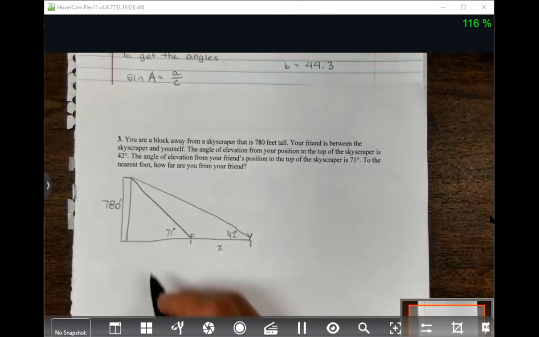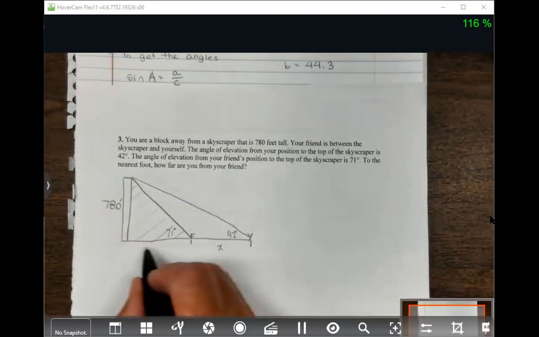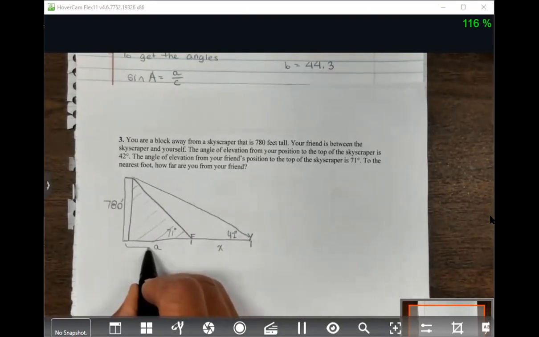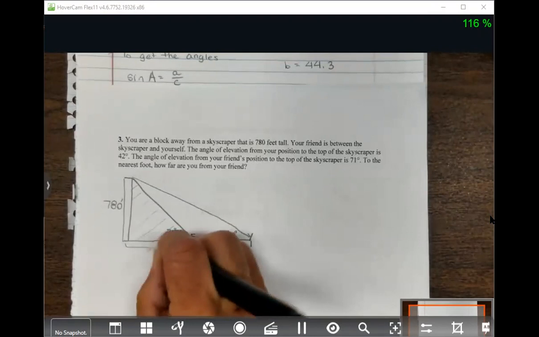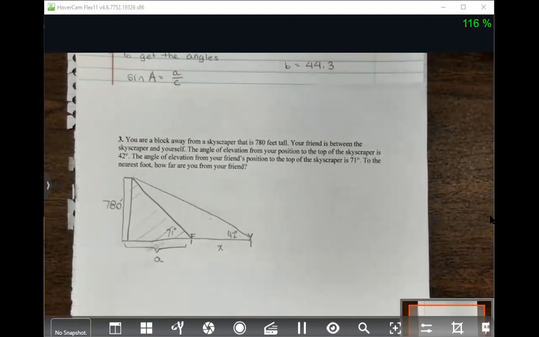So I'm going to look at this right triangle here first and call the leg of that right triangle A. A is the distance between, let me move that A out of the way, the friend and the base of the skyscraper. So I'm going to find A first. Which trig function and the 71-degree angle will help me find A? Tangent. Again, I've done opposite and adjacent. So next I'm going to write that the tangent of 71 degrees is 780 divided by A.